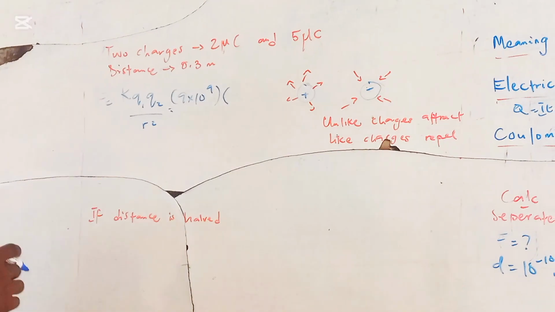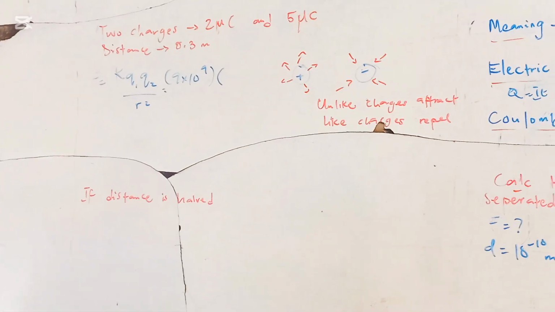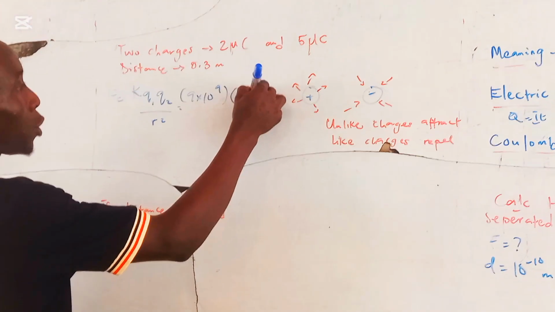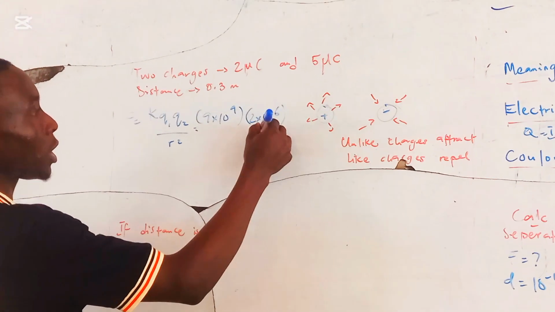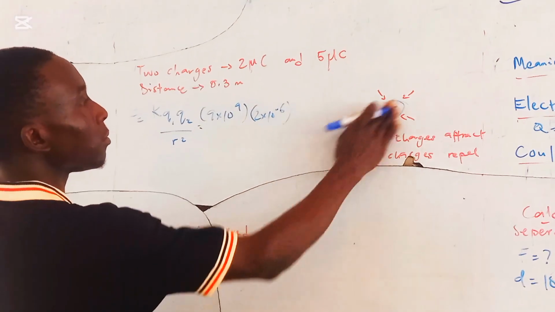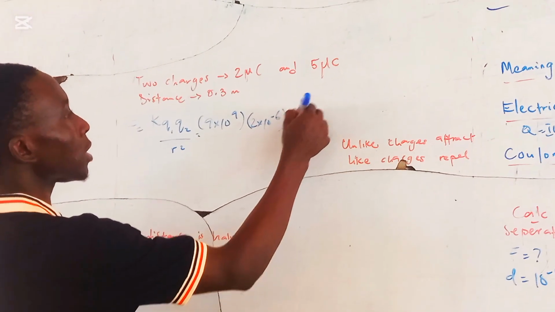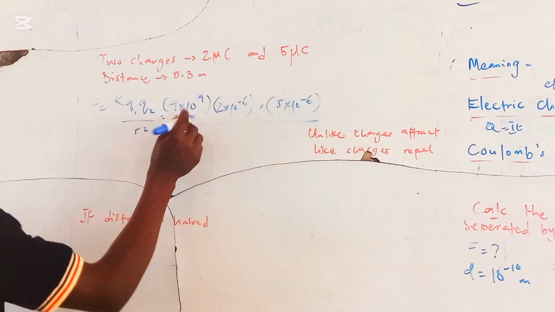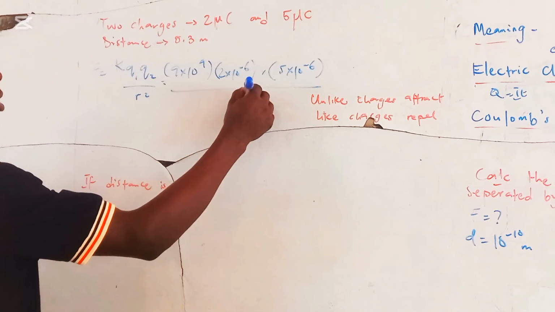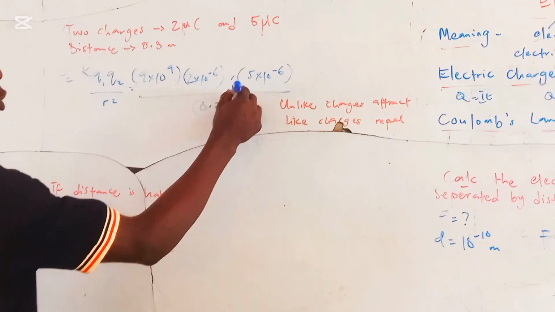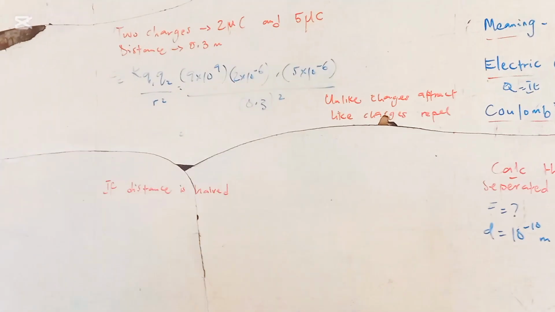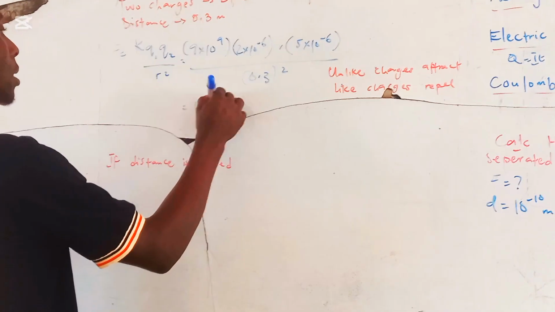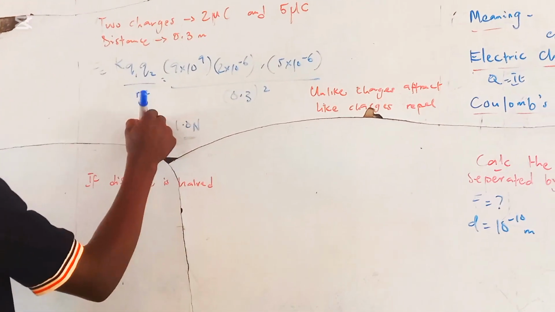So what is that in coulomb? That's 2 times 10 raised to power minus 6. Then multiplied by 5 times 10 to the power minus 6, then all over the square of the distance, which is 0.3 to the power 2. So when we calculate that on our calculator, our force is going to be 1.0 Newton. That's going to be our force.